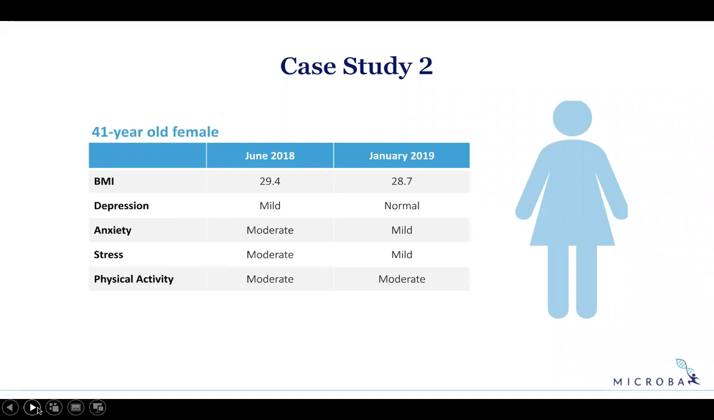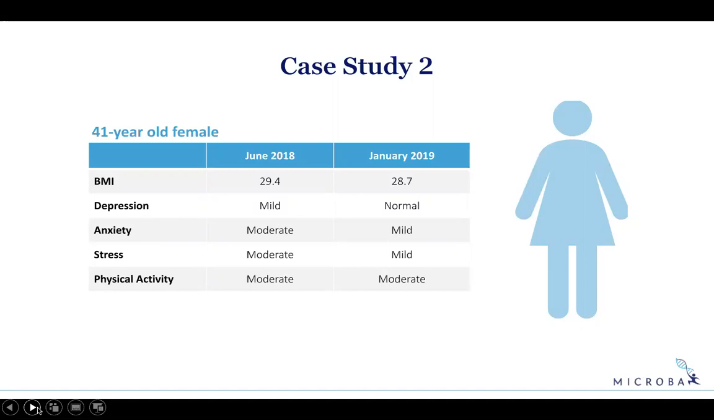So this is an emphasis more on the functional changes. So looking at how the metabolic potential shifted with this case study from her first kit to her second kit. So this is based on a 41-year-old female who approached Microba in June 2018 to complete the kit.